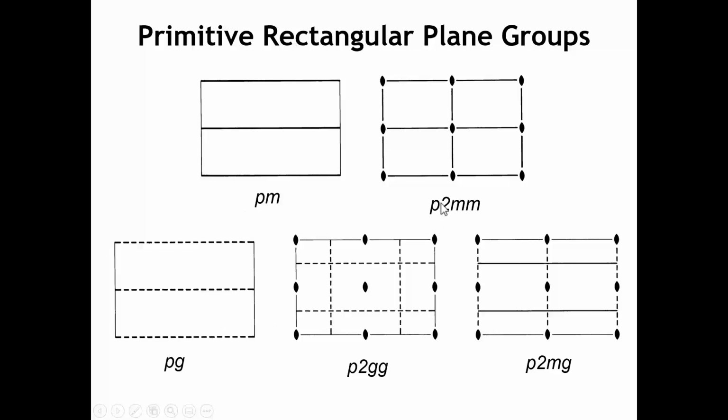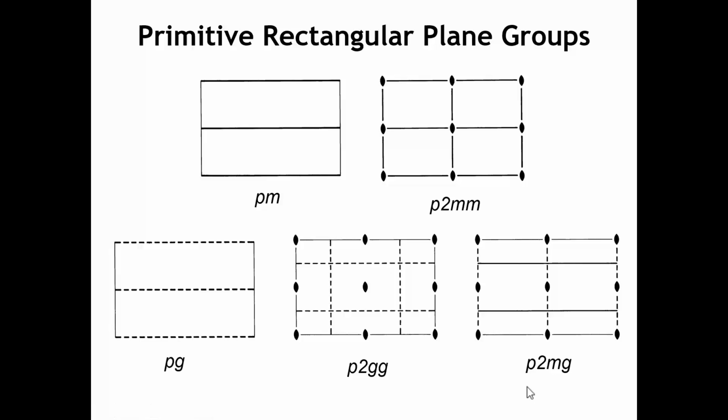We could also, instead of having P2mm, if we replace the mirrors with glides, we get P2GG, the G standing for glides. It's also possible that we have mirrors going in the X direction and then glide planes running perpendicular in the Y direction, and that's plane group P2MG.